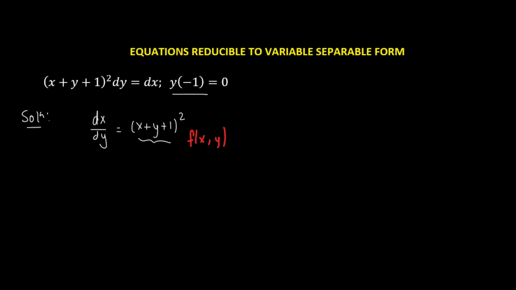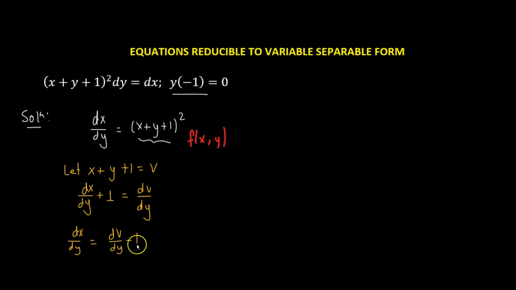So here we have to suppose that x + y + 1 equals some variable v, and we differentiate both sides with respect to y. So we have dx over dy plus the differentiation of y with respect to y, which is 1, plus 1 is a constant, so that's 0, equals dv over dy. So if we isolate dx over dy, that will be dv over dy minus 1.